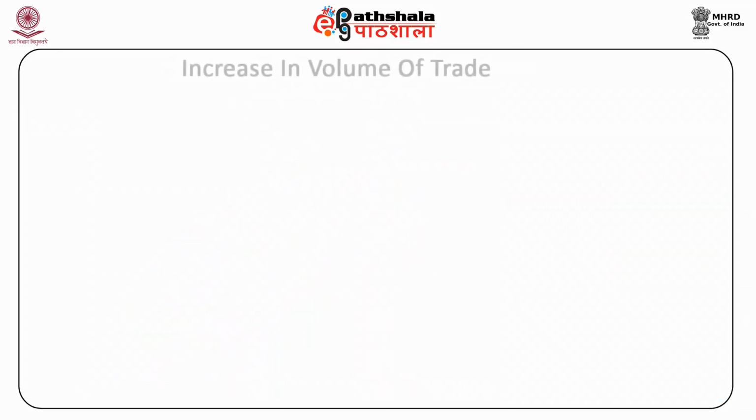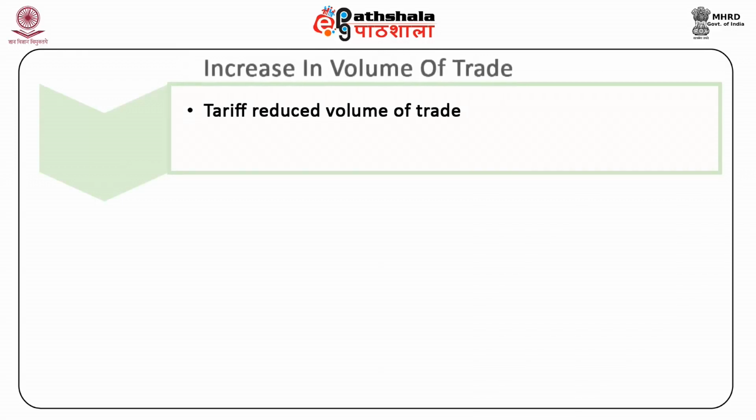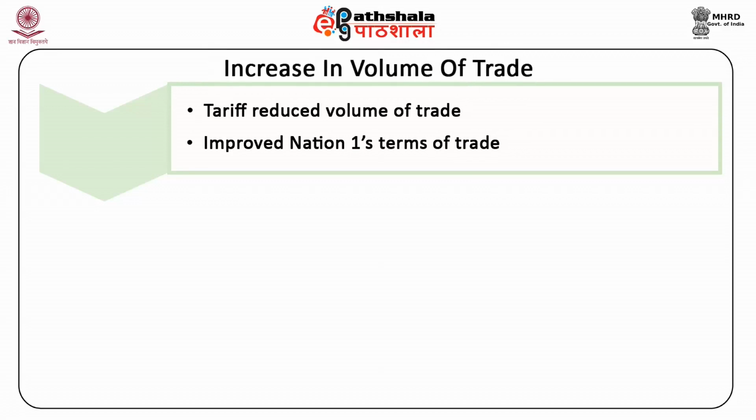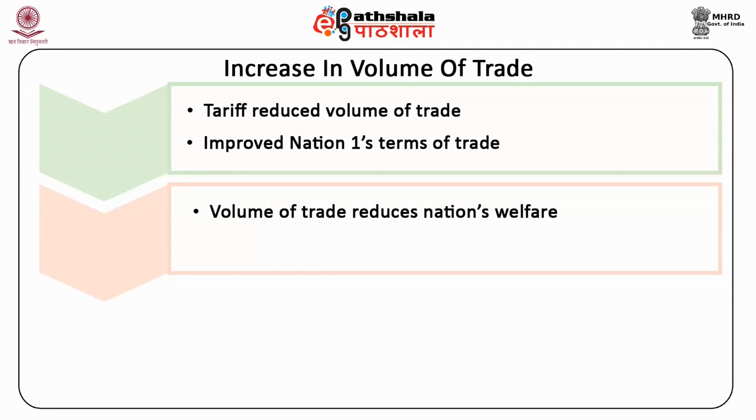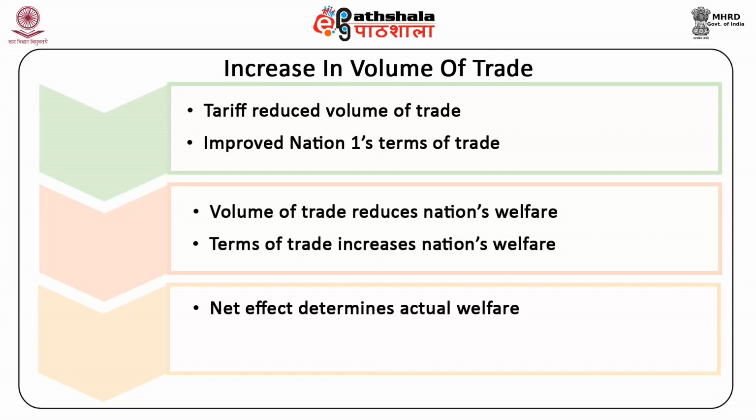Thus, the imposition of tariff has reduced the volume of trade, but it has improved Nation 1's terms of trade. The reduction in the volume of trade by itself tends to reduce Nation 1's welfare, while the improvement in its terms of trade tends to increase Nation 1's welfare. Whether the nation's welfare actually rises or falls depends on the net effect of these two opposing forces. The optimum tariff is the tariff that maximizes the net benefit resulting from the improvement in the nation's terms of trade against the negative effect resulting from the reduction in the volume of trade.